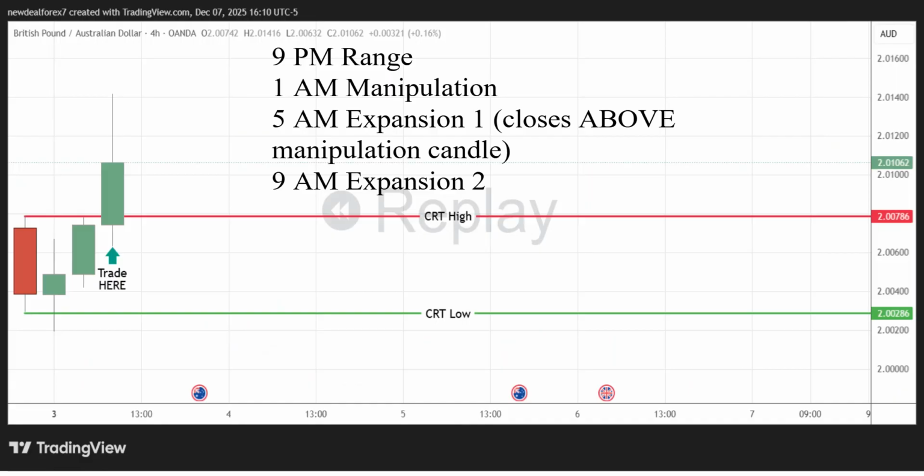Let's take a look at a long example. So we have a 9 p.m. range right here. We have our manipulation at 1 a.m.